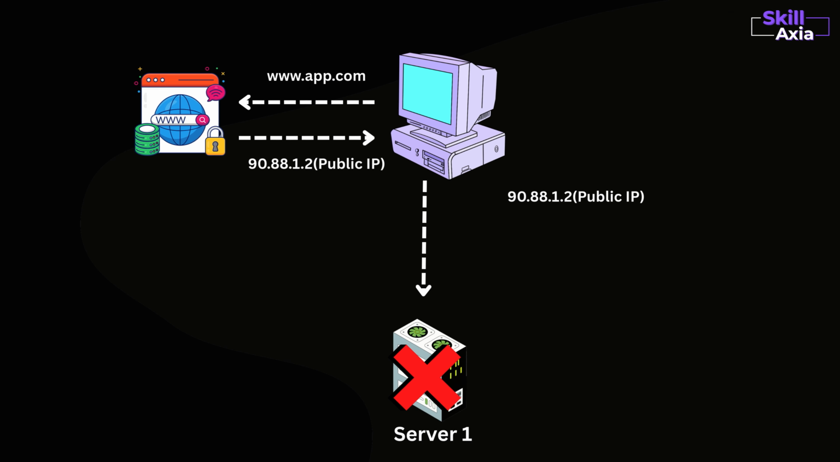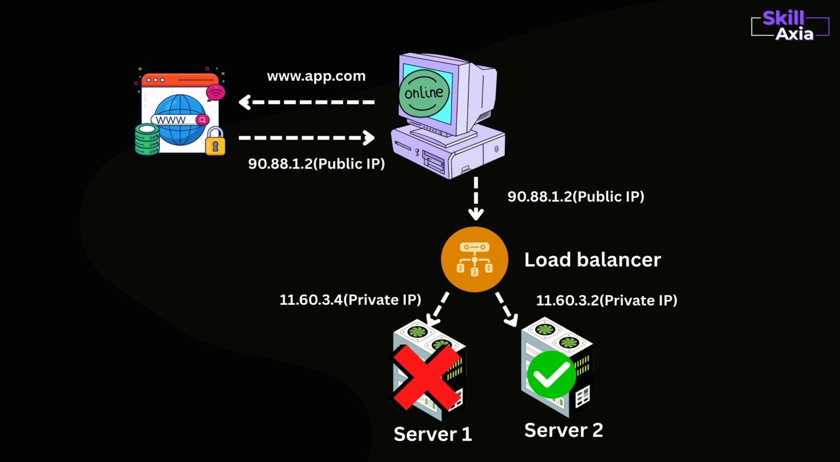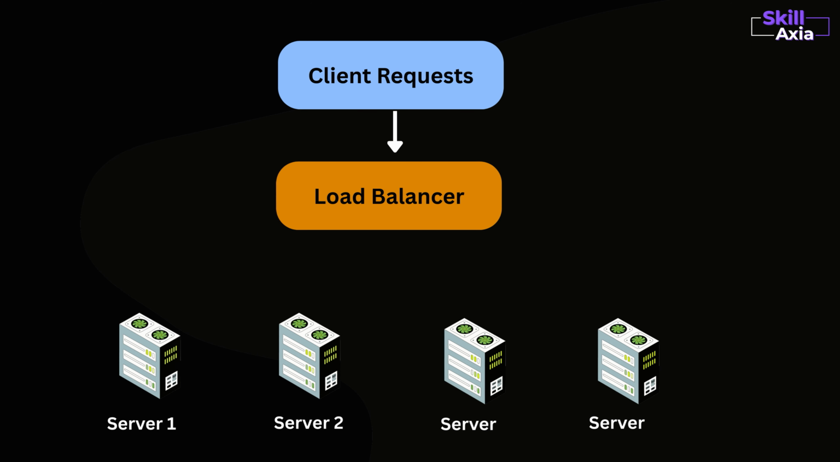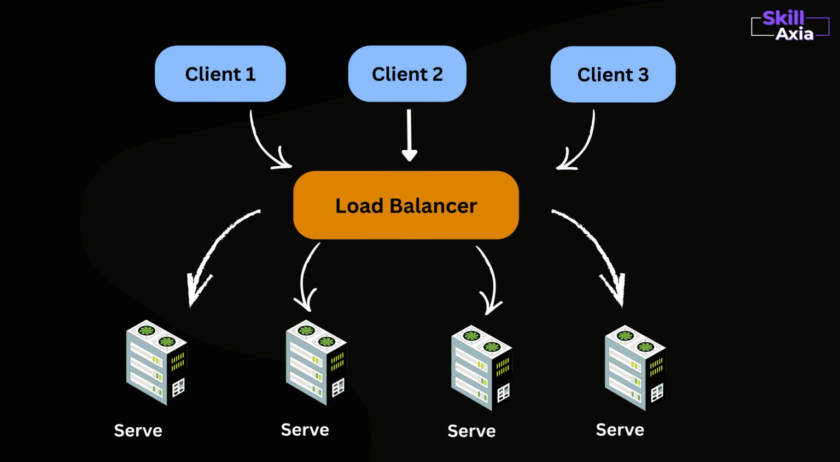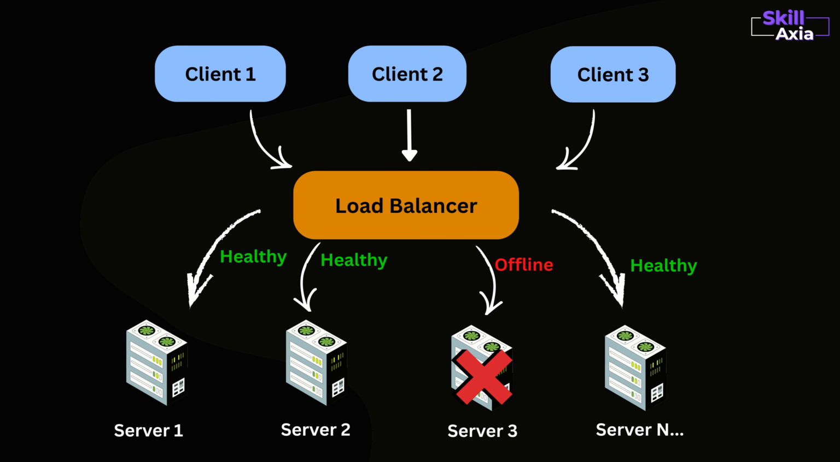One server goes down and your entire website is offline now. A load balancer can prevent that from happening. A load balancer sits between users and servers and distributes incoming requests so that no single server gets overloaded. Instead of one server doing all the work, the load balancer spreads the traffic across multiple servers, improving performance, availability, and reliability. It also monitors server health and stops sending traffic to failed servers.